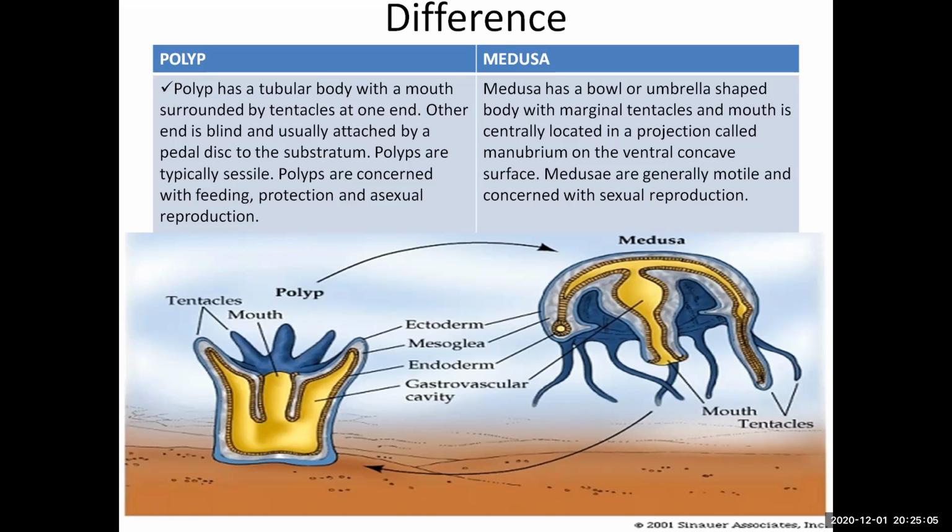So these are the two body forms. In medusa, the nerve net is more developed in comparison to polyp, the reason being that medusa swims freely, so it needs better control and coordination of the muscles for swimming.